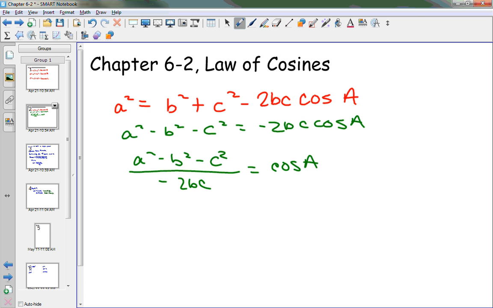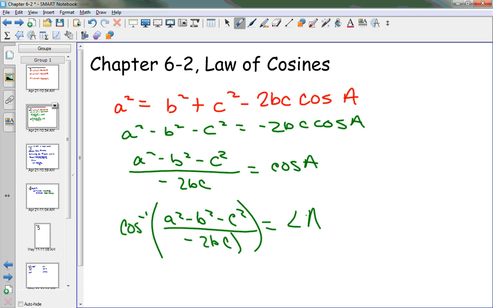How do I get rid of the cosine? The arc cosine, which is the cosine inverse of this, is going to equal angle A. Do we see that, yes or no?